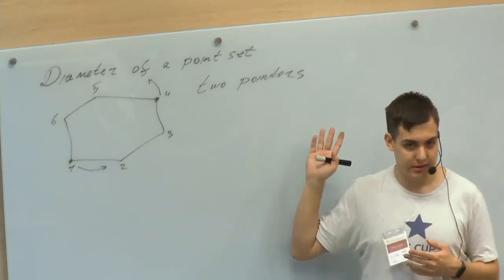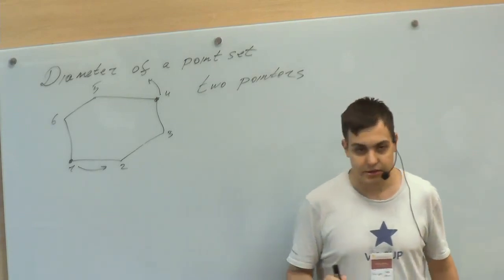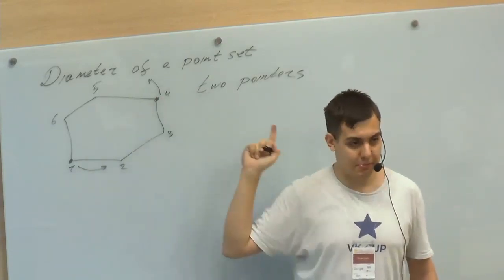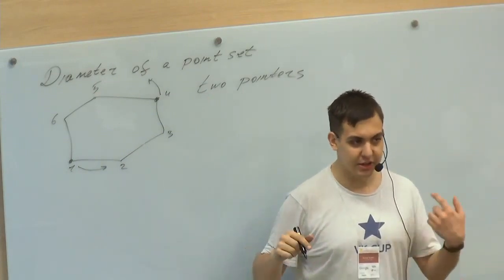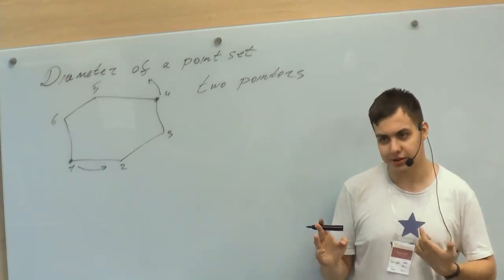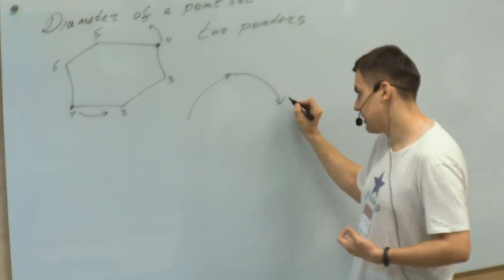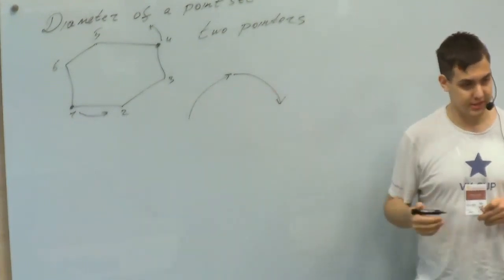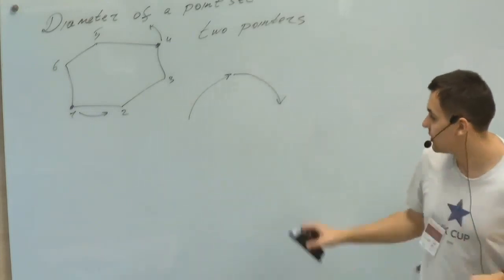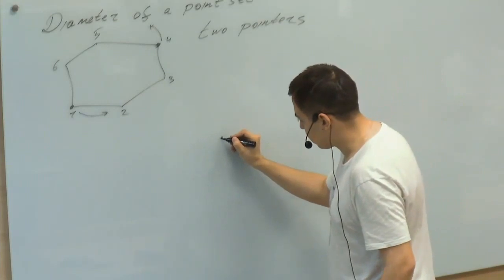But it's not the correct one. Because if you measure distance from this point to all other points, it's not a bitonic function. So to be able to use 2 pointers, your function has to first increase, then decrease, and it's not true for distance, even in case of a convex polygon. So let me draw this kind of example.